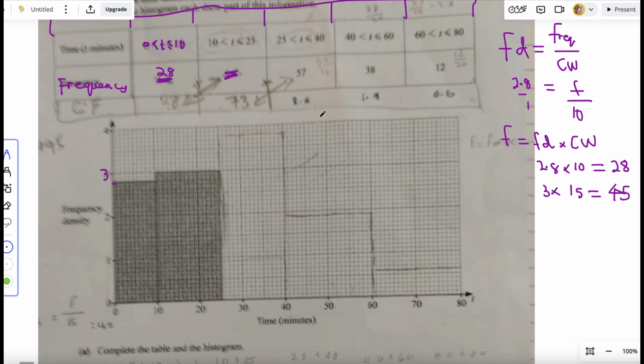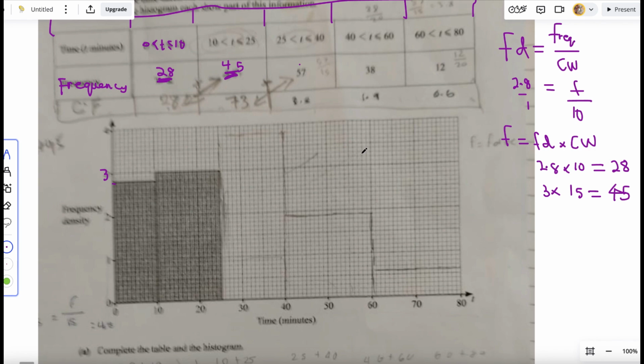So this is the first thing they want us to calculate to complete the table. So we put 45 here. They've already done this for us, 57, 38, and 12. So we are done completing this table.